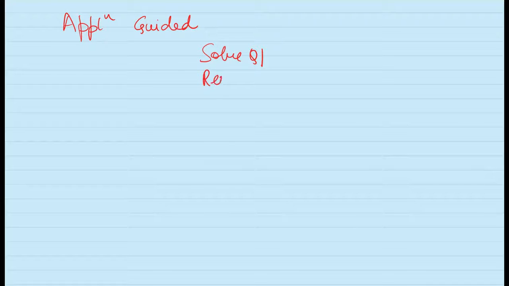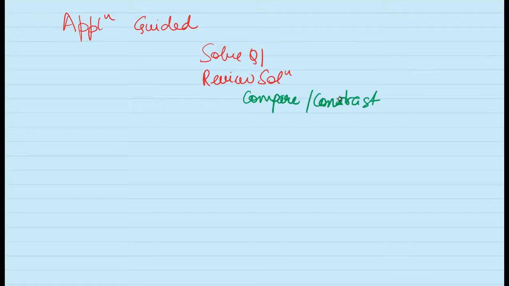So you first learn the concept by going through the concept file, and then you start working on the application and practice file grouping. Think of an application file as a guided exercise, in which you first solve question number 1, and then you review the solution of this question in detail. Essentially, this allows you to compare and contrast your approach versus the approach that has been explained in the solution.